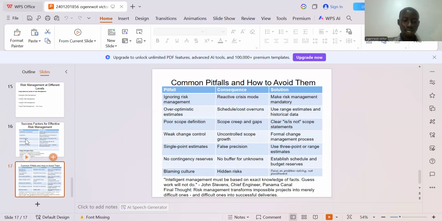Looking at a quote from John Stevens, the chief engineer of the Panama Canal, he said one important thing: intelligent management must be based on the exact knowledge of facts. Guesswork will not do. So you have to plan the project from the beginning. As I conclude, I will say that risk management transforms impossible projects into merely difficult ones, and difficult ones into successful deliveries. The process of risk management has to be embedded into a project from the beginning. It's something that you plan for at the start of the project.